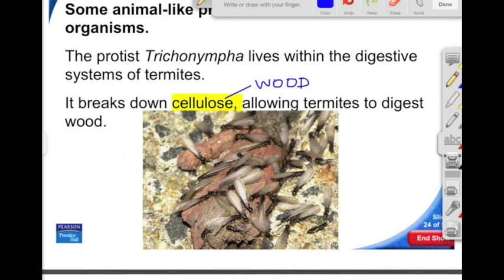But what if I told you it's not the termite that's actually eating the wood? You have to go a little bit further. You have to look a little bit closer. Turns out that there's a protist inside the gut, in the digestive system of the termite. So it's a symbiote. Okay, so let's make a little note on that. Symbiotic.